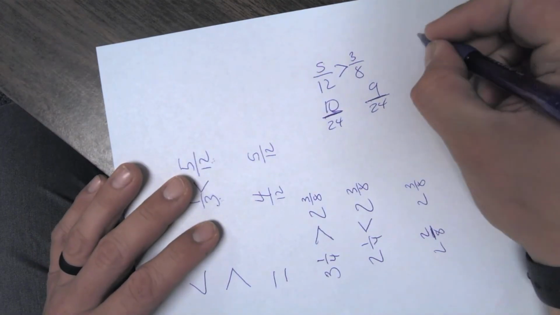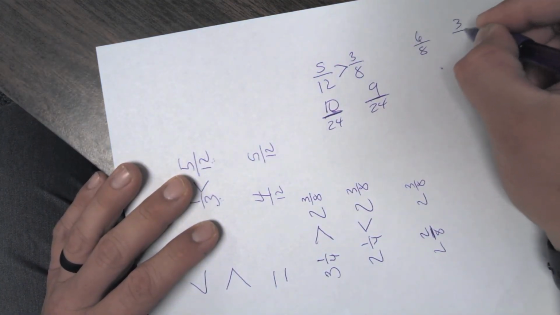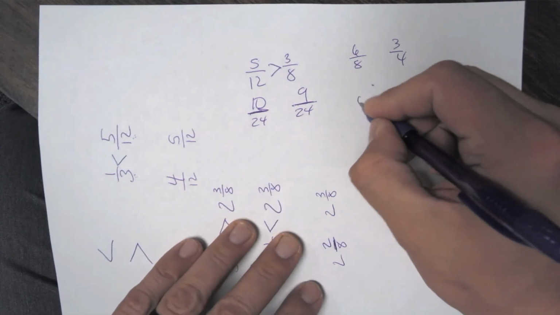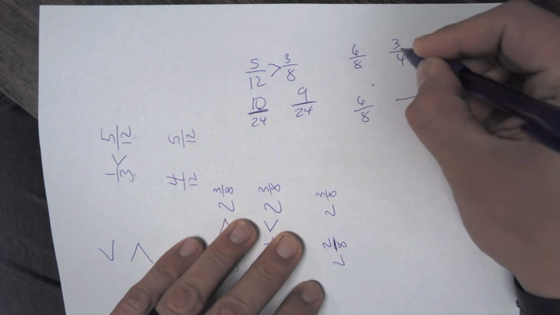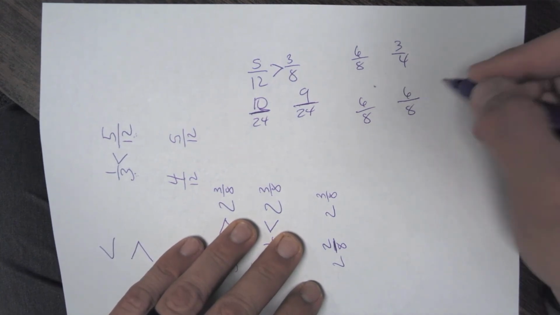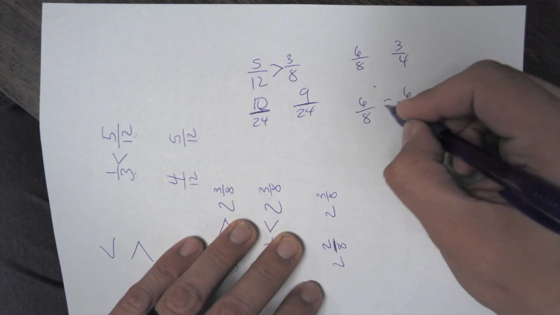Okay? Number 2, we have 6/8 and 3/4. So what is going to be our common denominator here? Hunter? 8. So this one we don't have to change. This one we got to multiply by 2, so we get 6 over 8. So what is this one? Equal to.